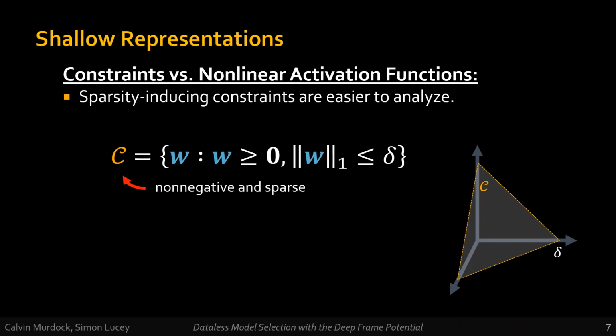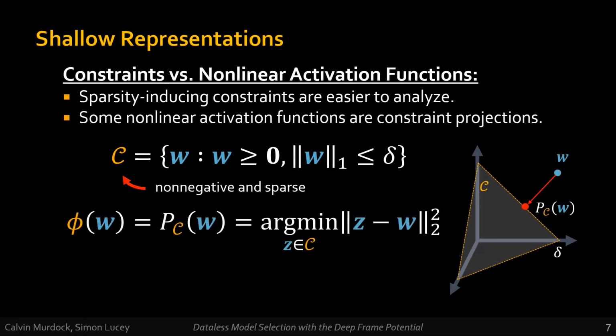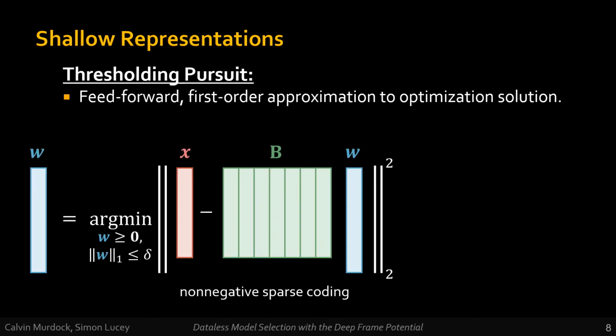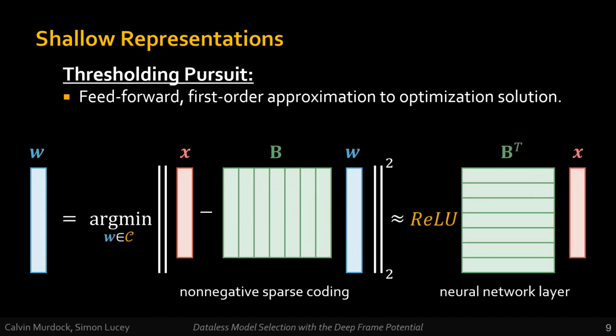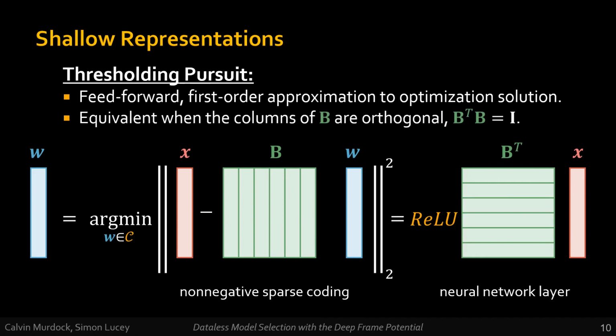Specifically, we consider the constraint set C that consists of representations W that are non-negative and sparse, having low L1 norms. The nonlinear projection onto this set is exactly the rectified linear unit. This allows us to approximate the solution to this non-negative sparse coding problem using thresholding pursuit, which is equivalent to a neural network layer. If the dictionary atoms are orthogonal, the solution is exact, but more generally, when can the solution to a sparse coding problem approximate a neural network layer?